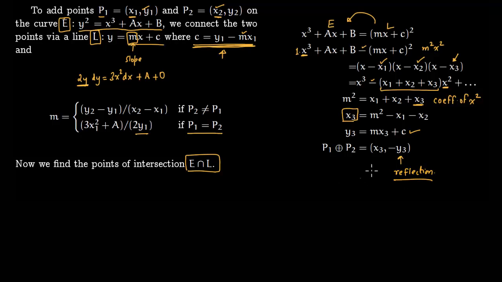Again, the only things you need to find are c and m. First you compute m, which can be computed by this or this formula. Once you compute m, you plug it in here, you get c. So that is the algorithm: step 1, compute m; step 2, you get c. Once you get c, you plug in here, step 3, you get x3. Step 4, you plug c and x3 here, and you get y3. Step 5, you put a minus sign and you get P1 plus P2.